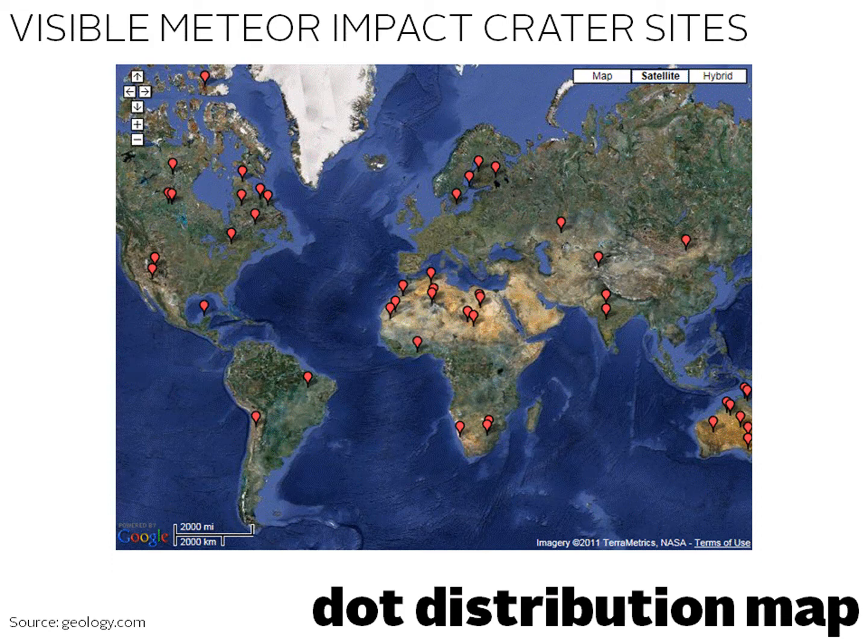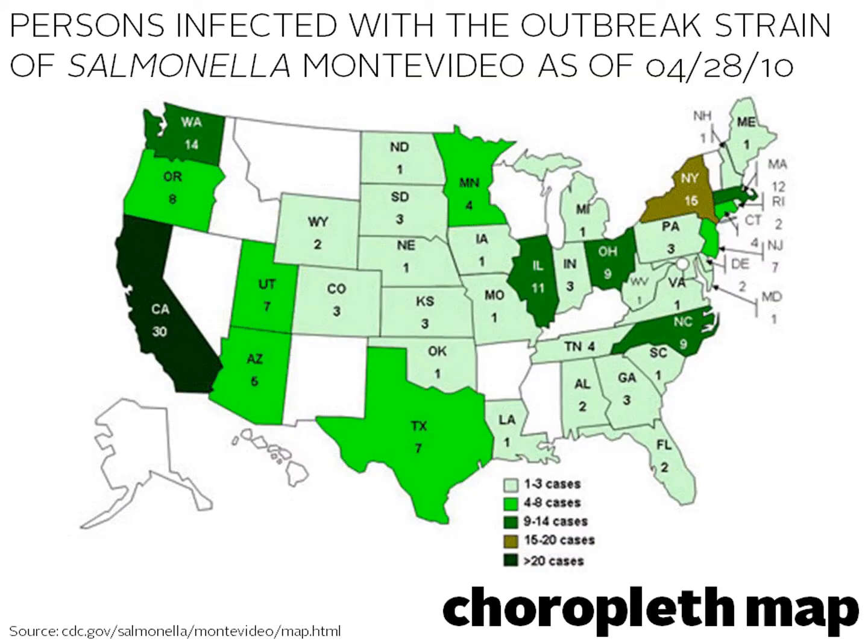The next type of thematic map is a choropleth map. Choropleth maps use values of a color to show you the different values of the data. This particular map is showing people infected with salmonella in a particular outbreak in 2010. The lighter it is, the fewer the cases. The darker it is, the more the cases. So for example, we can see that California and New York have the most cases.